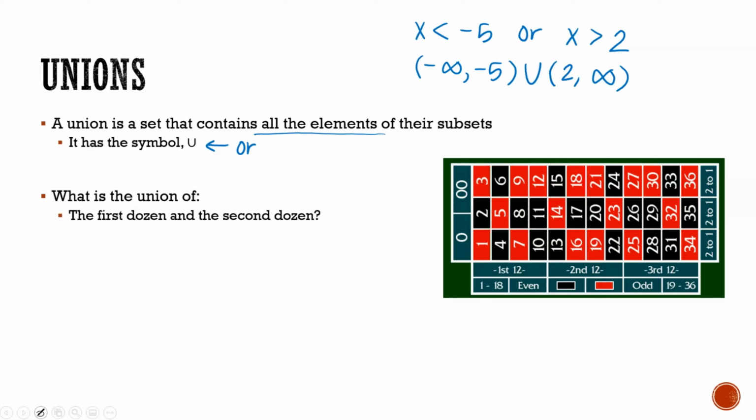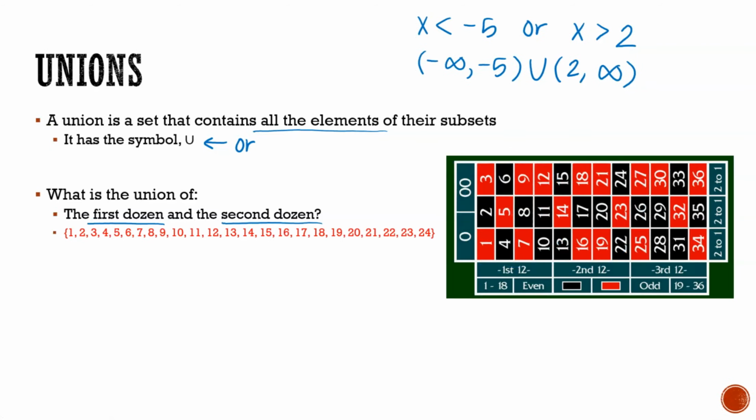What is the union of the first dozen and the second dozen? The first dozen and the second dozen are both categories of the sample space. The union would be to create a set that contains all of those elements. So they would include all the numbers between 1 through 12, as well as all the numbers between 13 through 24.